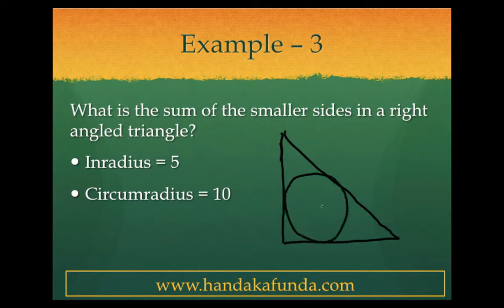Okay, so this is my incircle, touching here, touching here, touching here. These values are all 5, 5, 5. The circumradius is 10. So obviously with just the inradius I cannot find the sum of the smaller sides. Circumradius is 10, essentially it means that half of the hypotenuse is 10. With this, can you find out with just this much information that the hypotenuse is 20?